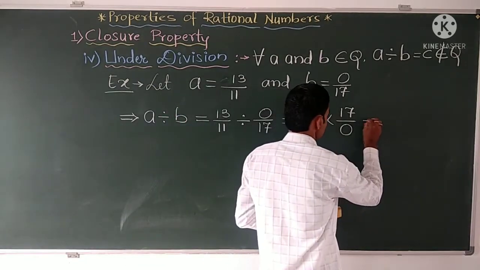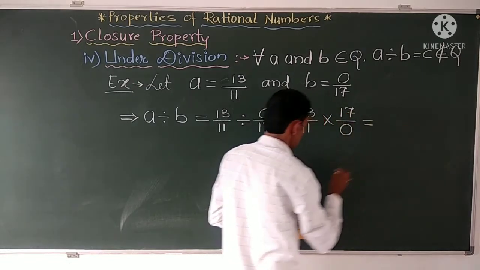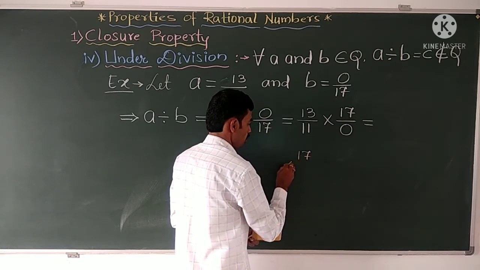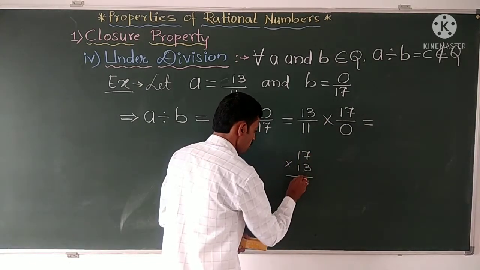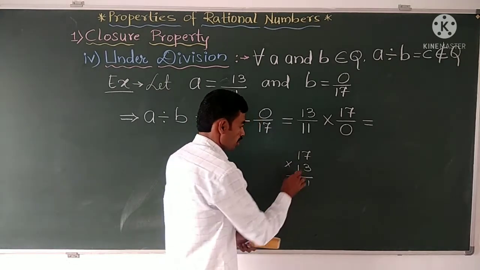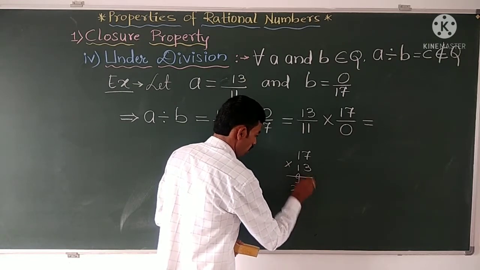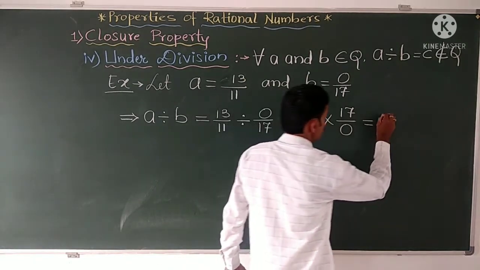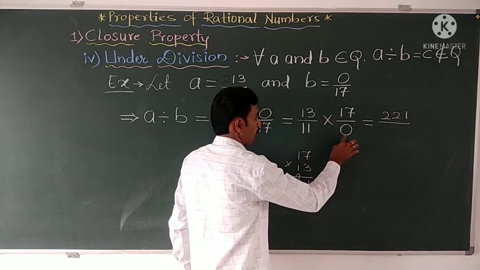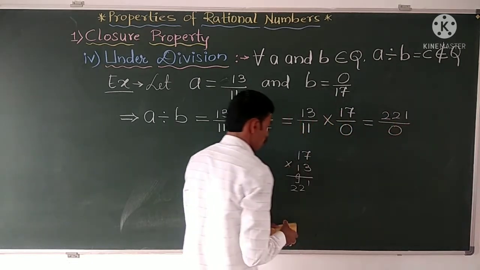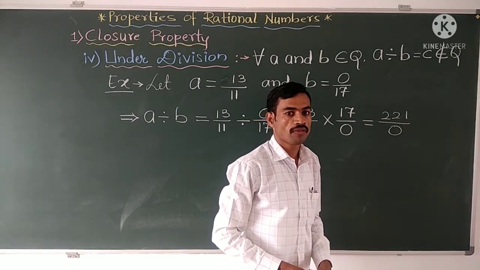So for this answer, if you find the multiplication, 13 into 17, 13 sevens are 91, 13 ones are 13, plus 9, that is 221. That is 221 divided by 11 zeros, which is 0. Its value is not defined.